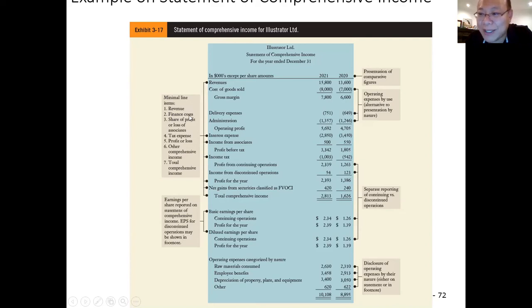And the finance cost, right? You borrow money, right? What's the cost of financing activities? The interest expenses, okay? That's the finance cost. A share of profit or loss of associates. So you may have an associate company, right? You invested in that company, okay? So you may earn income from that company. So you have to make sure you list that income from associates separately, right? You don't want to mingle this income from associates with your revenue, okay?